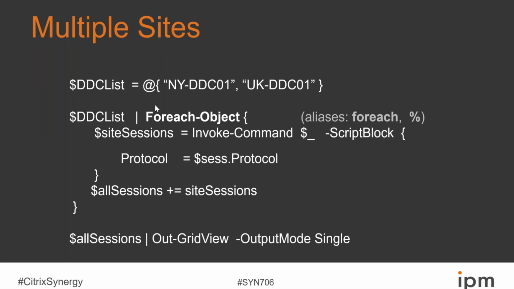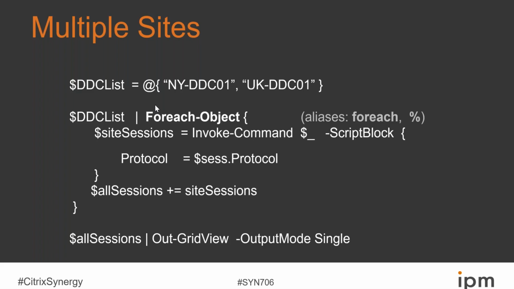Now that we see how we pass commands using Invoke-Command to retrieve session information, we can use another commandlet called the ForEach-Object commandlet to support multiple sites. The ForEach-Object commandlet also has two aliases. The first alias is foreach, and the second alias is a % sign. And you can always use aliases interchangeably.